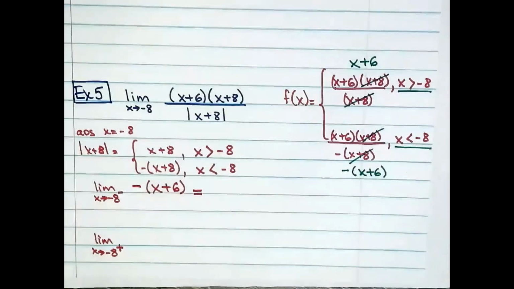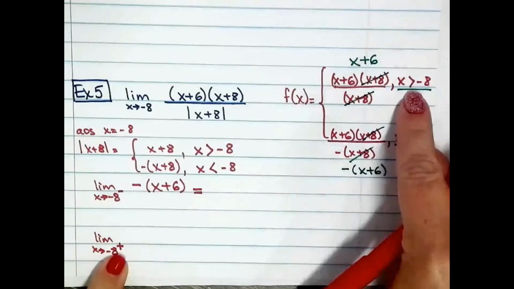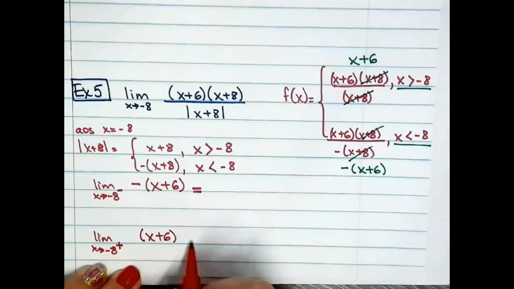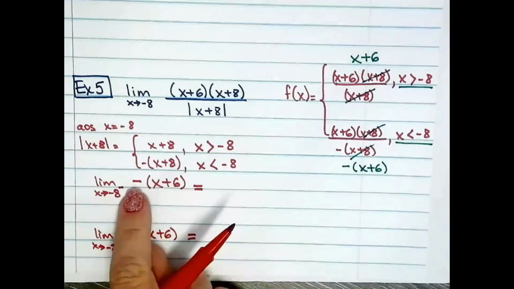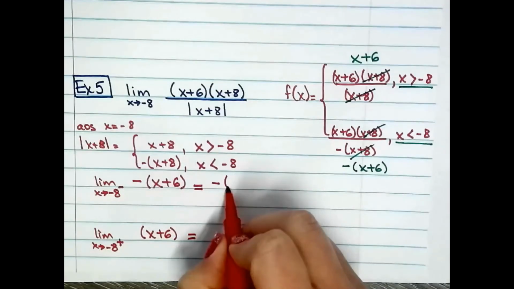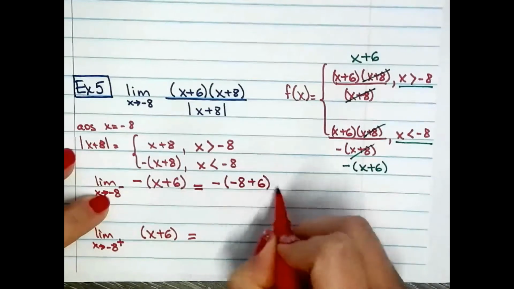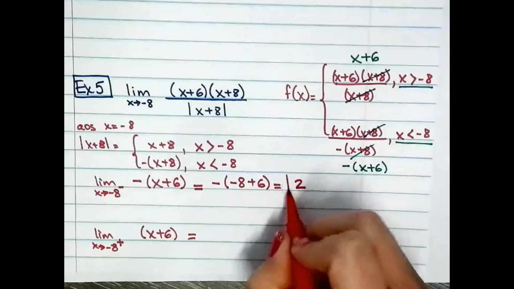And then we will evaluate. Now approaching from the right, I have to use this one. So x plus 6. Okay, so now we're ready to do direct substitution. So negative 8, substitute that for x, plus 6. Here I have -2. Two negatives make a positive. Voila, 2.